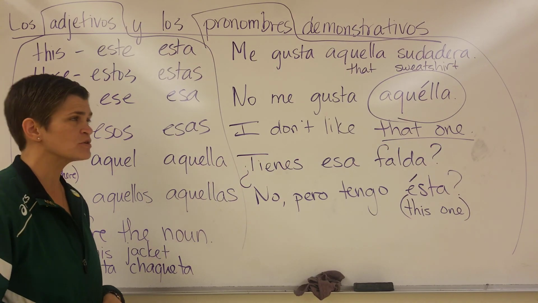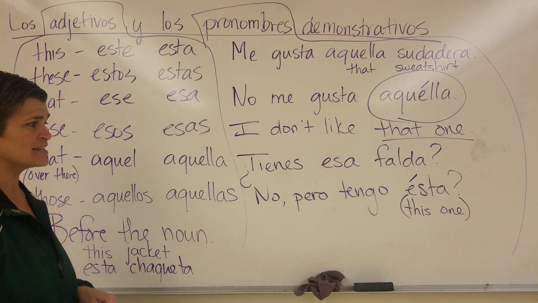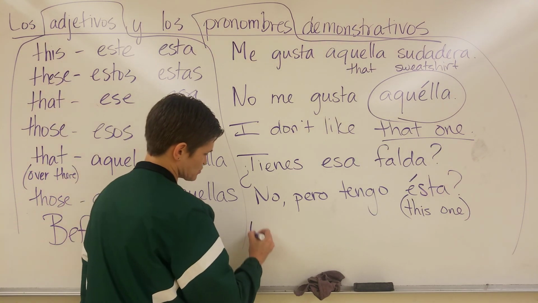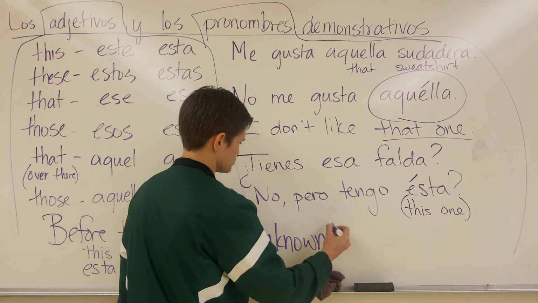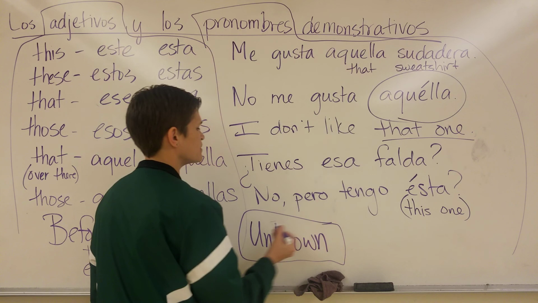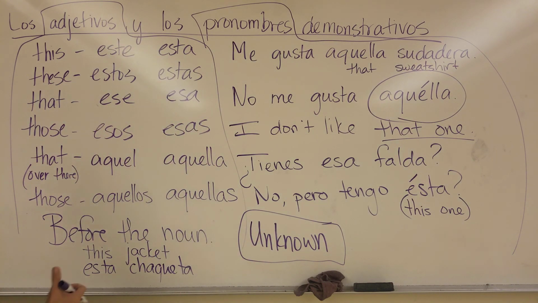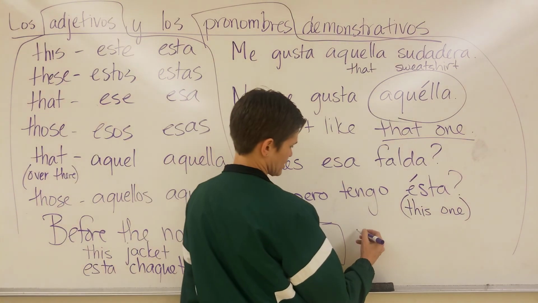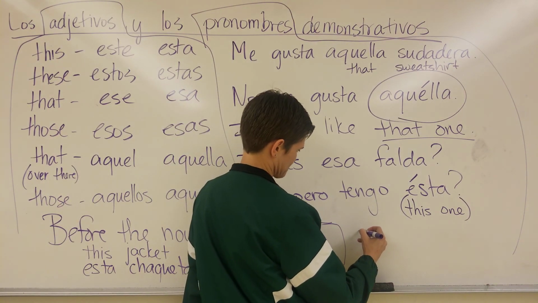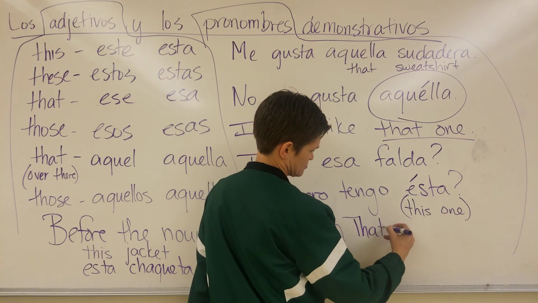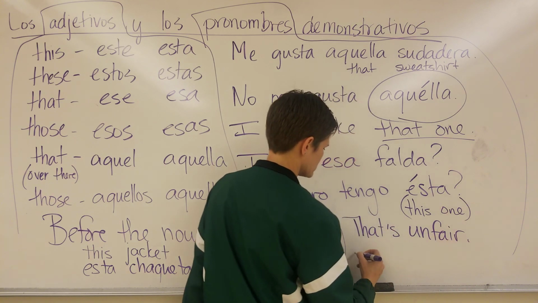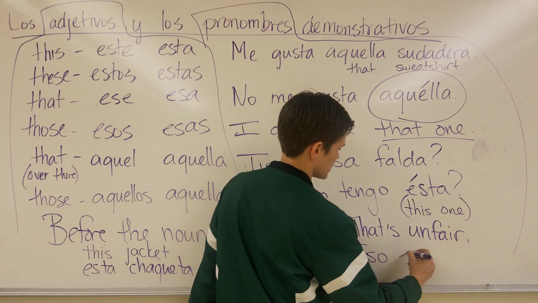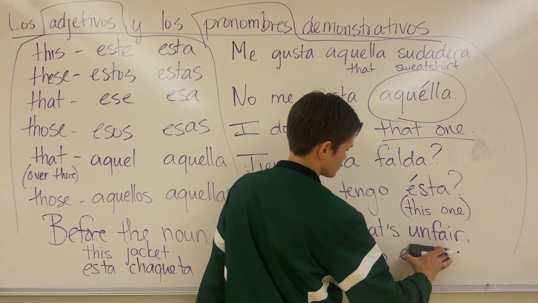There are a couple of situations where they're not going to get an accent at all, and that's when we're talking about an unknown. This is going to be its own situation right here. If we're talking about some unknown topic, we're not sure what it is exactly, then we could say, that's unfair. We would say eso es injusto.